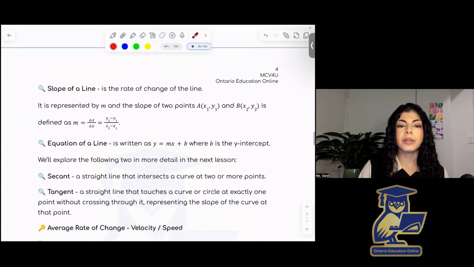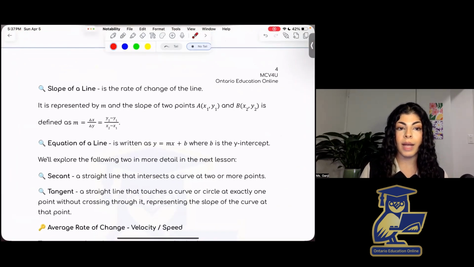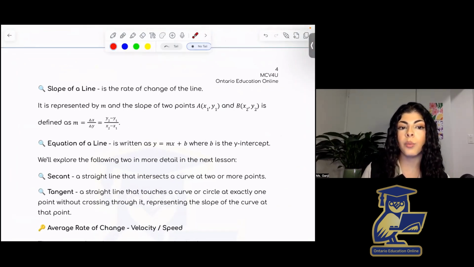Now, another prerequisite skill we need for calculus is to calculate rates of change, starting with our linear rates of change, which comes from the slope of a line. So the slope of a line is just the rate of change of the line, which remember is just the rise over run, or how much the y value is changing with respect to the x value.